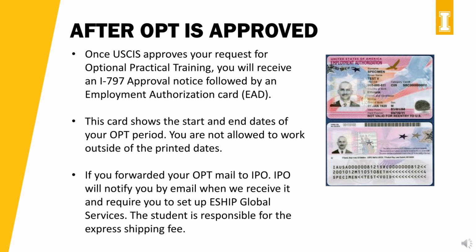If you have forwarded your OPT mail to the IPO, the International Programs Office will notify you by email when we receive your documents, and we will require you to set up eShip Global Services if you are no longer in the Moscow area. The student is responsible for the express shipping fee.